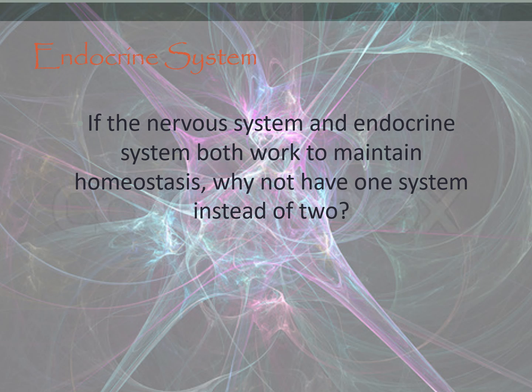You've learned about the nervous system in previous content. Now we're learning about the endocrine system. Let's explore some of their similarities and differences and how they both work in tandem to maintain homeostasis within the body.